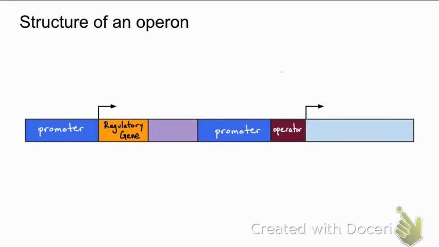Oftentimes, these regulatory genes bind to what's known as the operator, and you'll notice that the operator is downstream of that second promoter there. We may also find additional control elements where transcription factors or activators and repressors may bind in order to activate or repress gene transcription. And finally, we have our genes that are being regulated by this full operon.